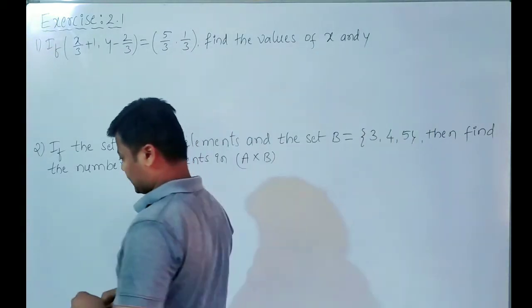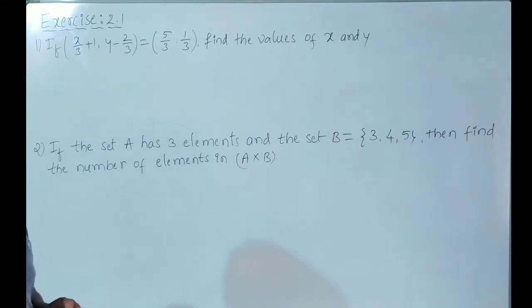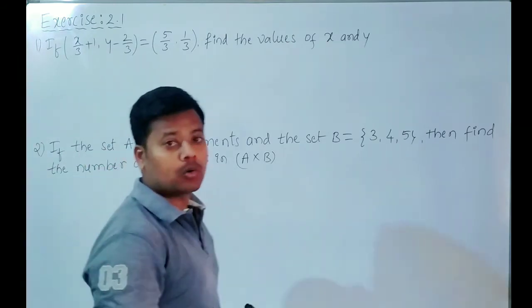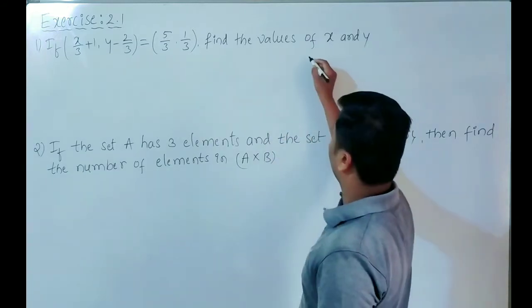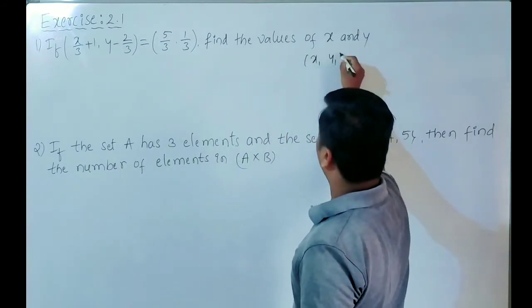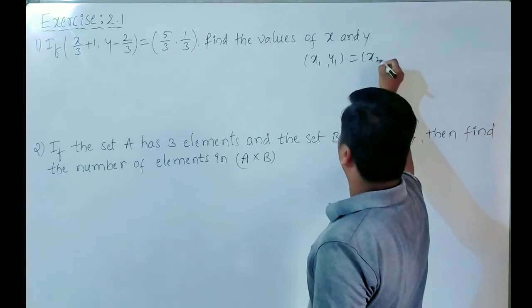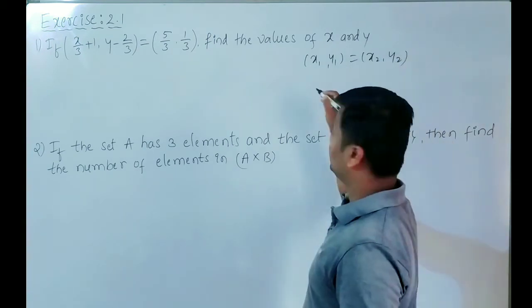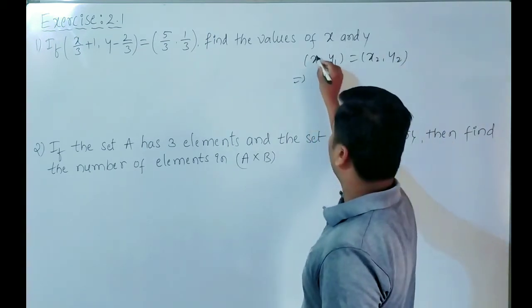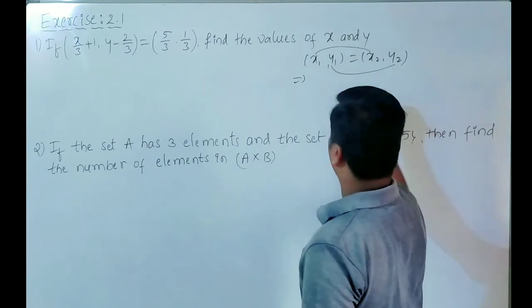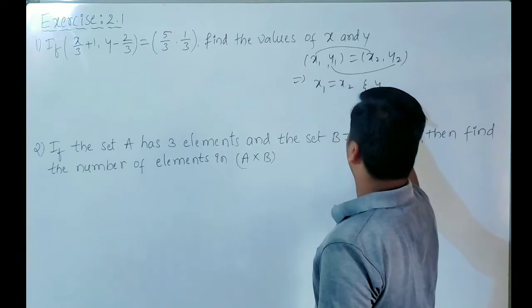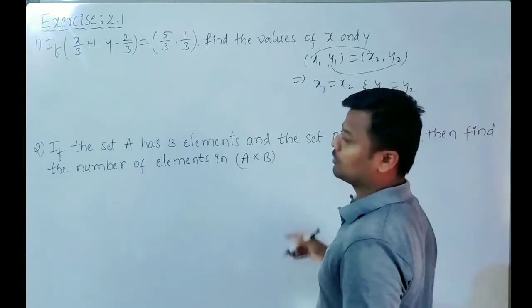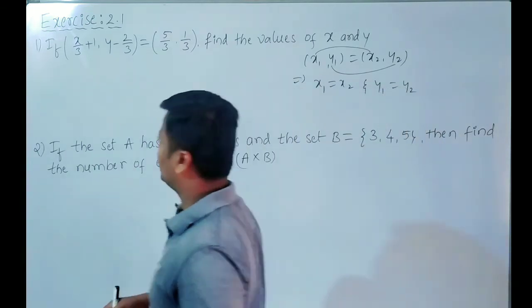In my previous class I have already told that if two ordered pairs are said to be equal, suppose (x1, y1) equals (x2, y2), what is the condition? This implies the corresponding first elements and corresponding second elements must be equal. This implies x1 equals x2 and y1 equals y2. So this is how we solve this question.